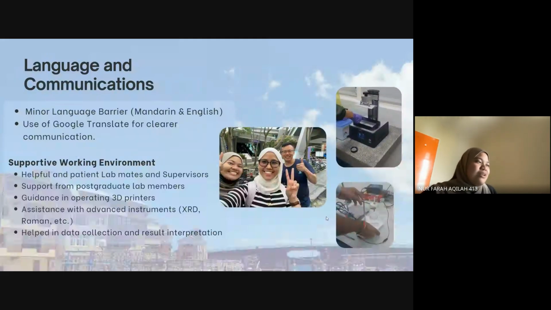And also one last thing, to use instruments like XRD and Raman, they require a license to operate the machineries.